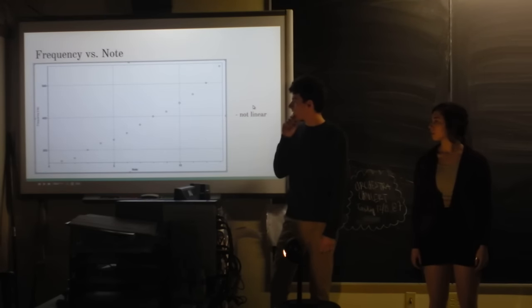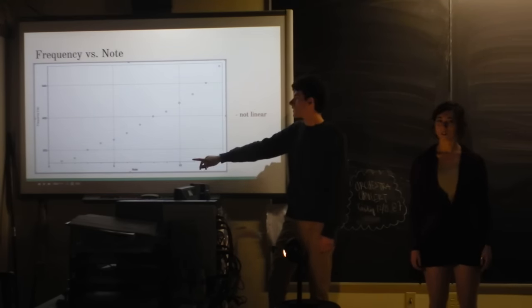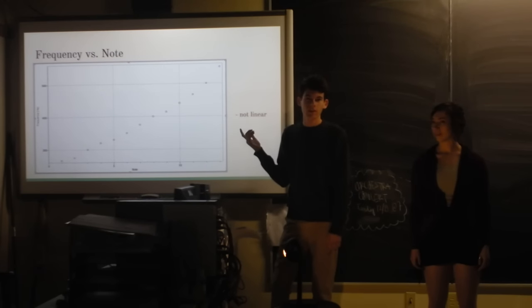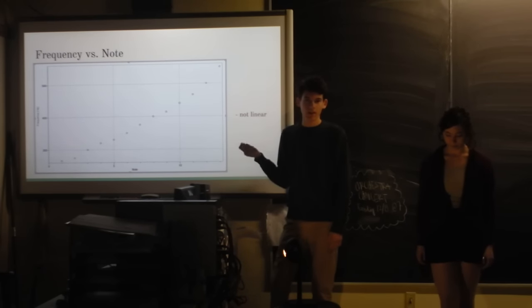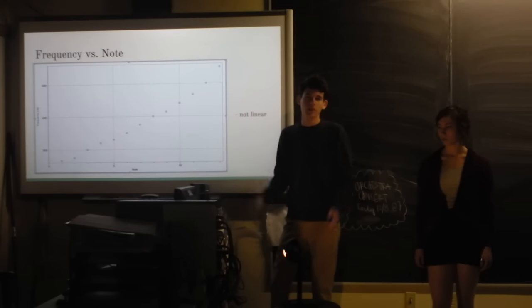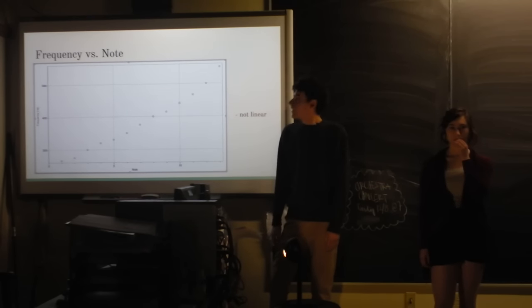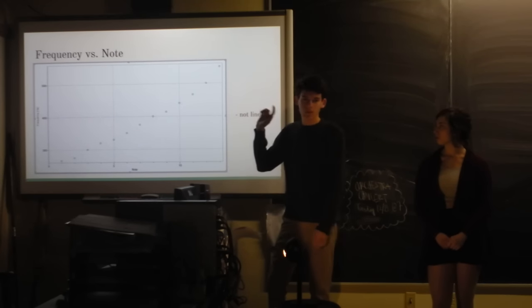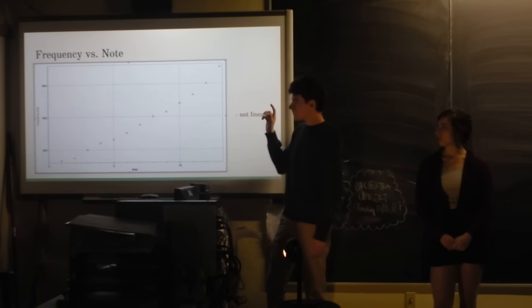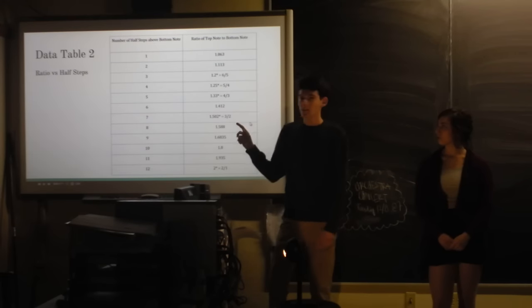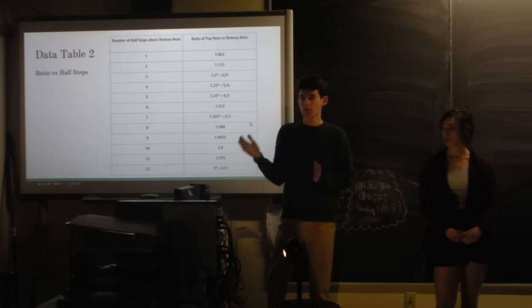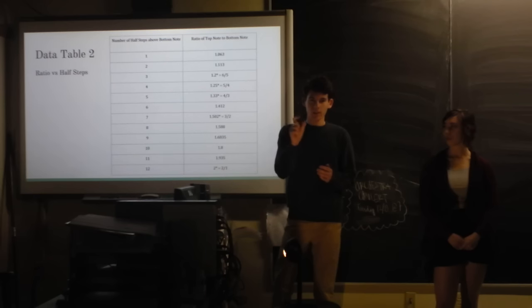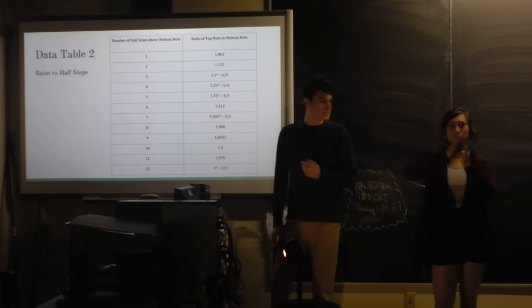So then we made a graph of frequency versus the note, but we couldn't make an equation or anything because we can't assign a number to the notes. It would just be 1 or 2 or 3, and you can't make an equation with that. But we noticed that it wasn't linear. That led us to believe that the difference between notes is based on ratios rather than the same number each time, because the difference between the notes kept getting bigger the higher the notes were.